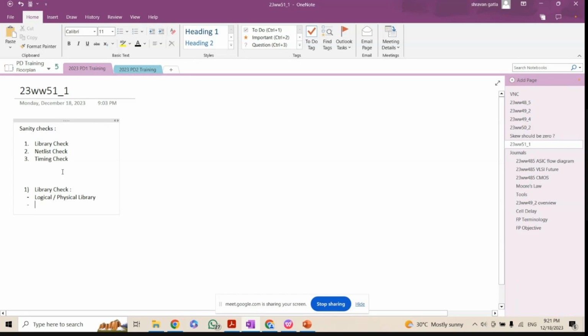Then netlist checks. In the netlist check, we need to check that the output shouldn't be tied to the ground of any cell, and there should be no floating inputs. If you say no floating inputs, the interviewer may ask why. Let's say I have floating inputs in my design, how will it impact my design? These kinds of cross questions the interviewer may raise, so you should be ready with that.